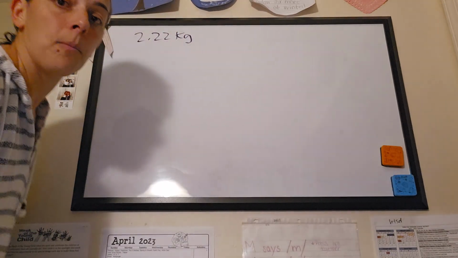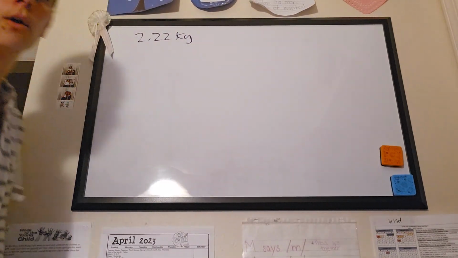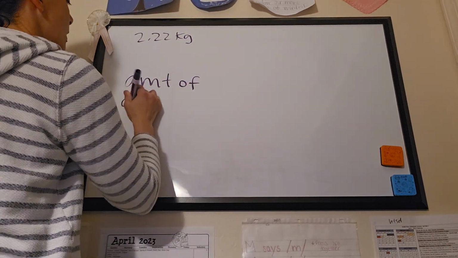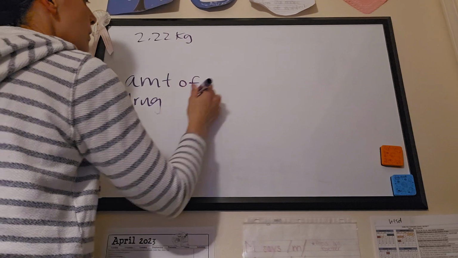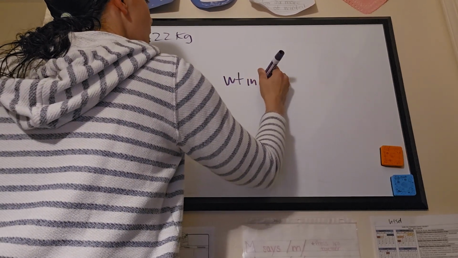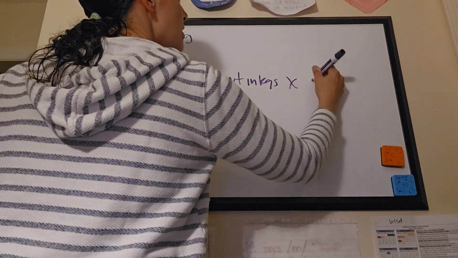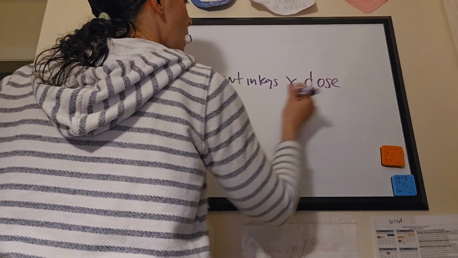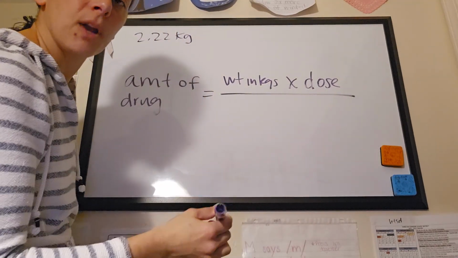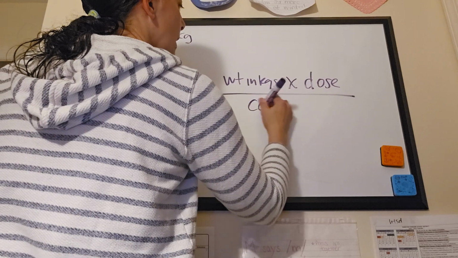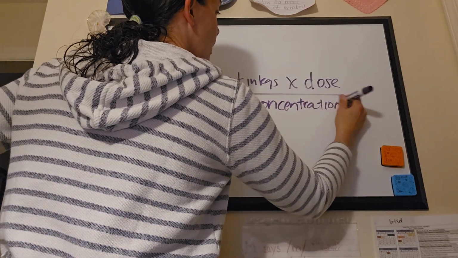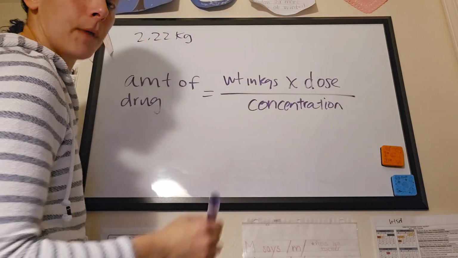To figure out how much medication she will get, the amount of drug we give will be equal to her weight in kgs times the dose, which is something the doctor will give us, the dose of the medication, something like mg per kg, and we're going to divide that by the concentration of the drug. That is also a number we are given. Usually it's on the bottle.